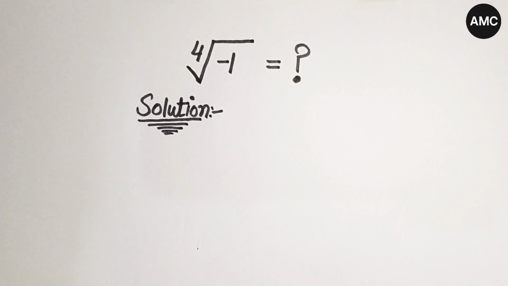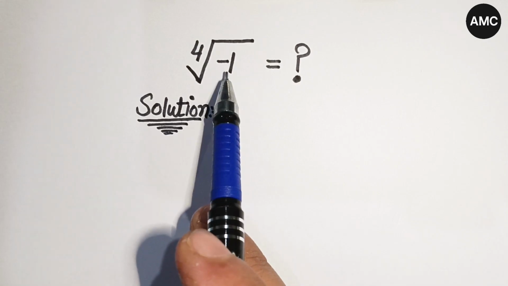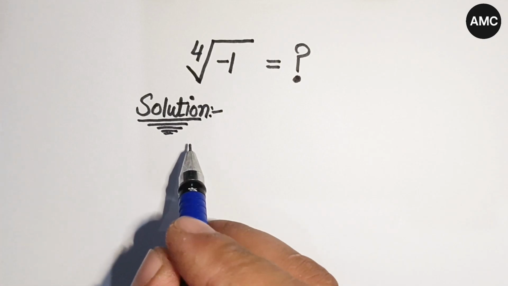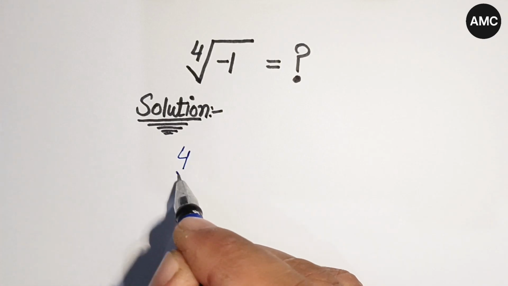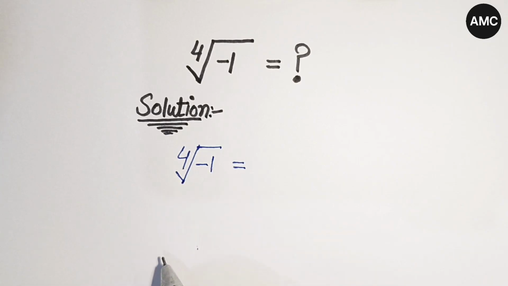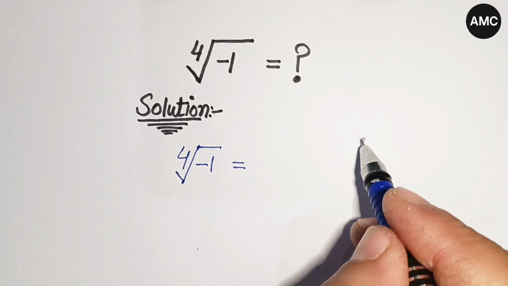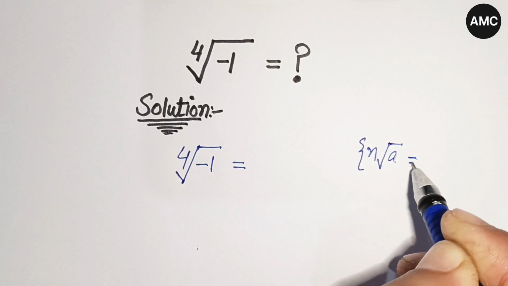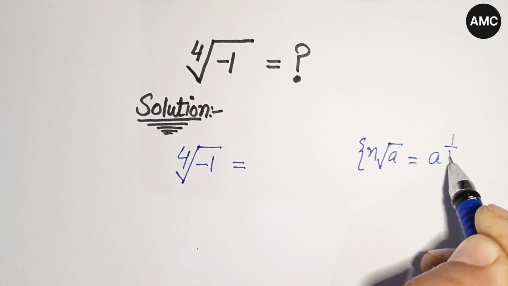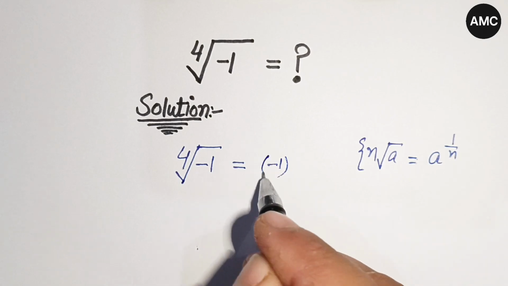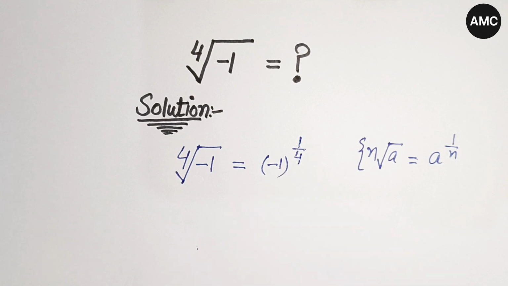Today we have a nice simplification problem: the fourth root of minus 1. So we have to just simplify this. Starting our solution here, the fourth root of minus 1 is equal to, as we know by exponential identities, if we have the nth root of a, then it is equal to a to the power 1 over n. Then it will be minus 1 to the power 1 over 4.